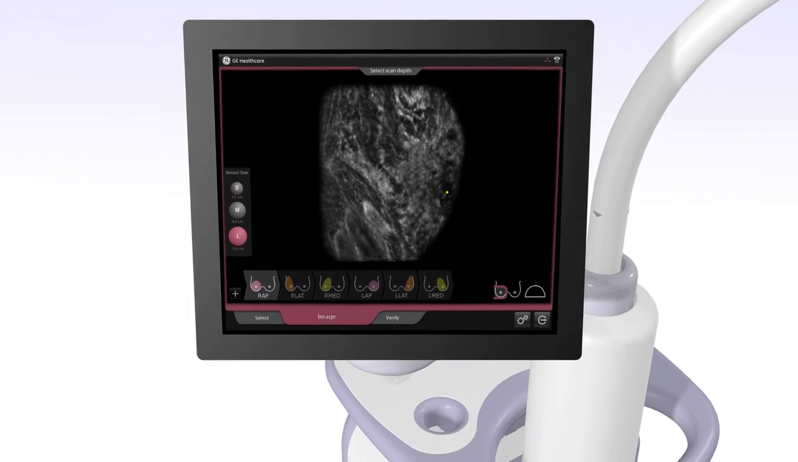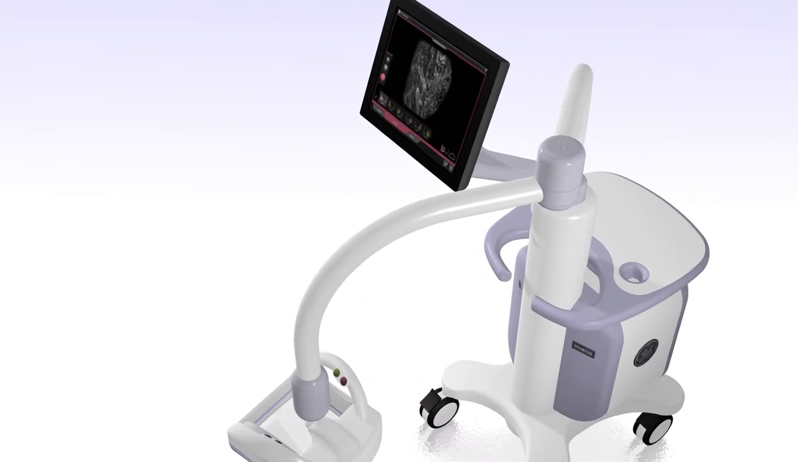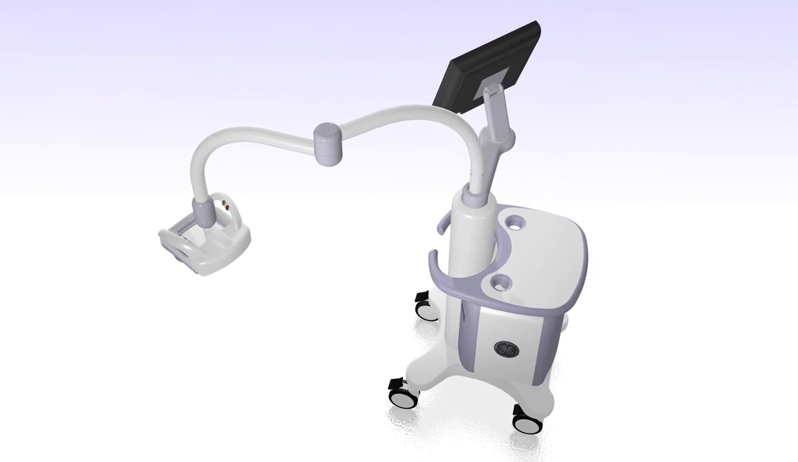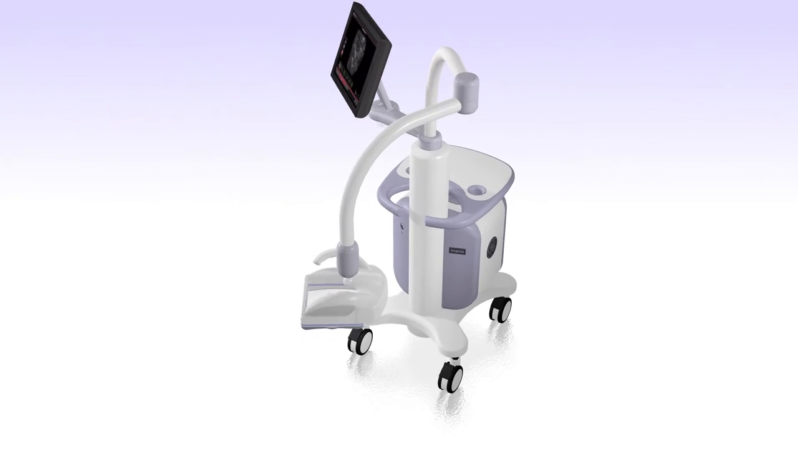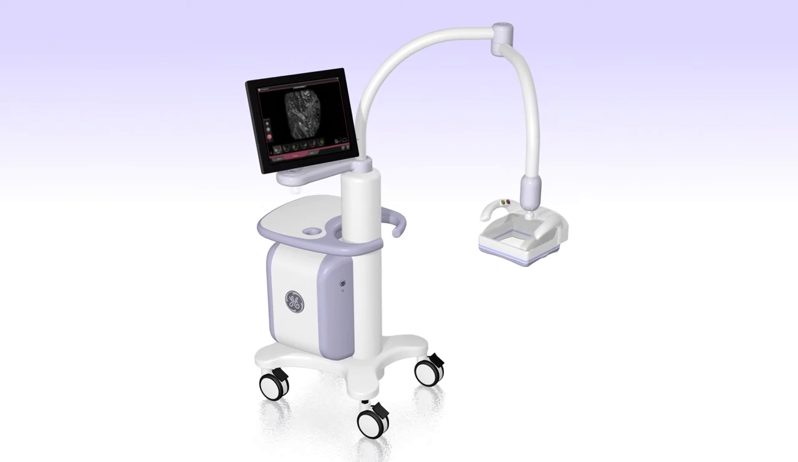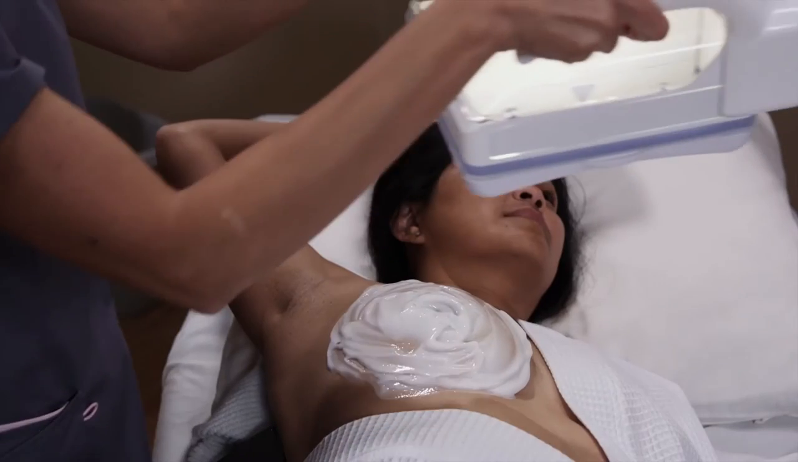Invenia ABUS Automated Breast Ultrasound System is a comfortable supplemental screening option for women with dense breast tissue. When used in addition to mammography, Invenia ABUS can improve breast cancer detection in women with dense breasts compared to mammography alone. Invenia ABUS architecture makes the overall workflow go quickly.